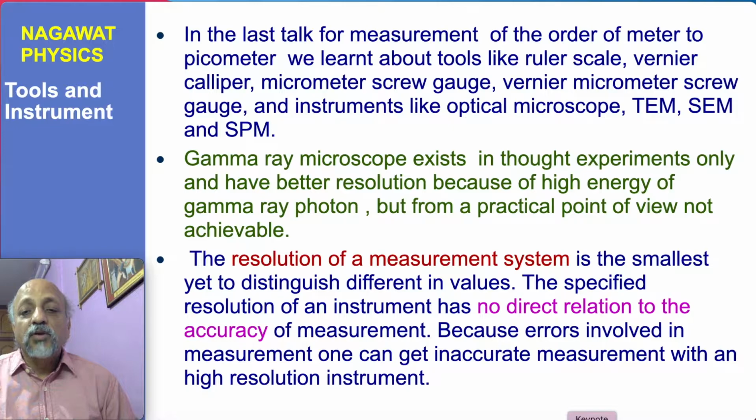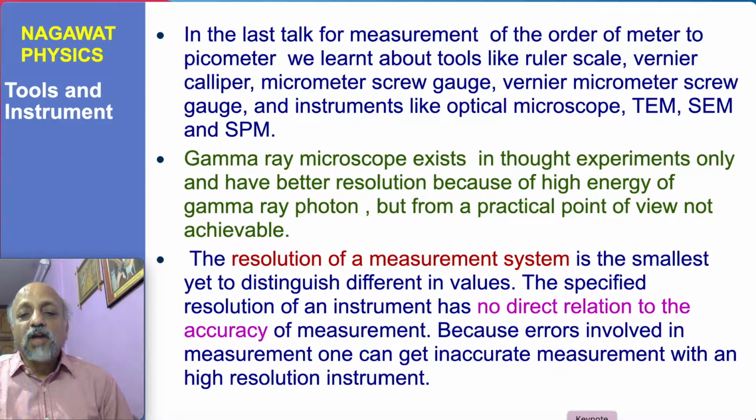So resolution of any instrument is a very important issue, but it has no direct relation to the accuracy of measurement. For example, you may perform an experiment with a high-end, say, scanning electron microscope, but if you are not familiar and if you commit mistakes in making experimental observations due to non-compliance of the protocol or any other reason which causes error, then you may find that though the least count is better, the accuracy you will not be able to achieve in the course of measurement.